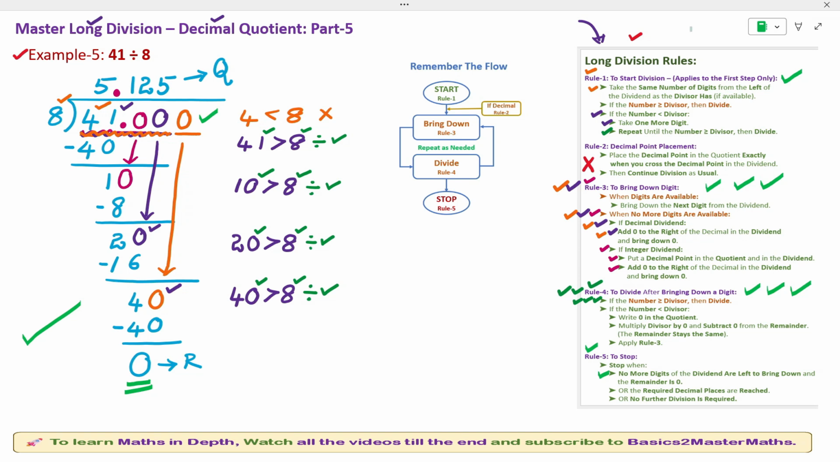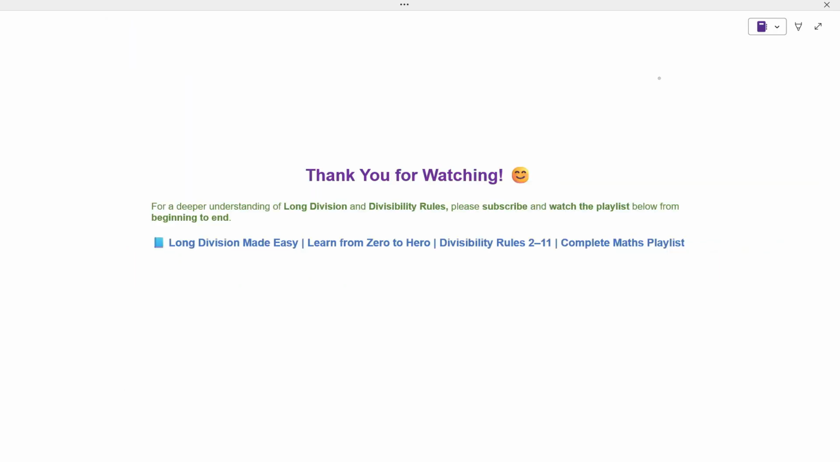Observe, rule 3 and rule 4 may get repeated any number of times depending on the problem. Got it?